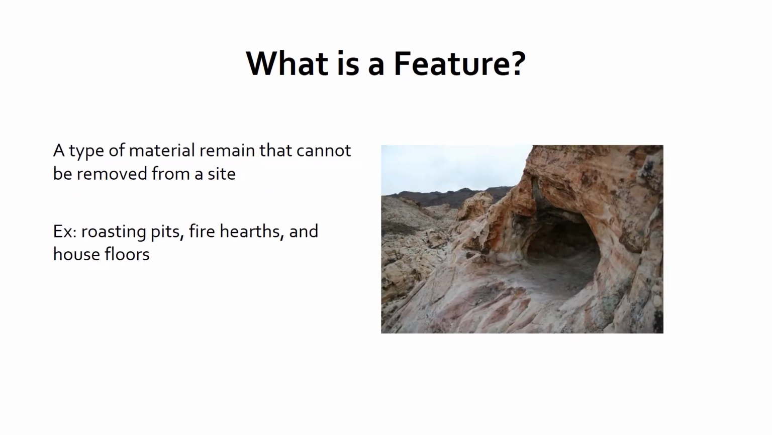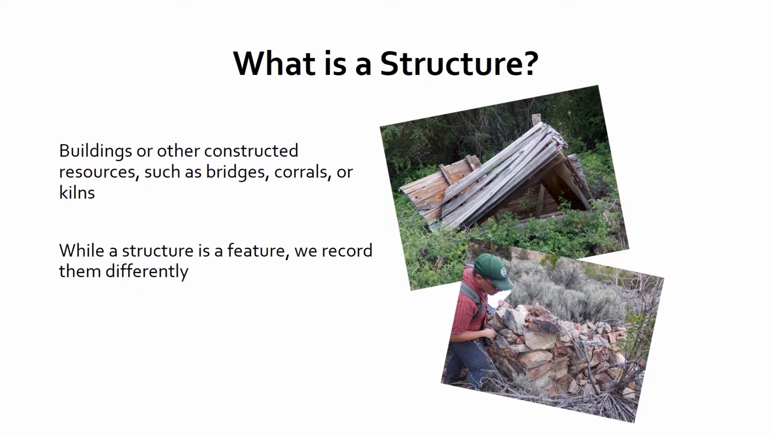A feature is a type of material remain that cannot be removed from a site. For example, a roasting pit, a fire hearth, house floors, or, as in this picture, a rock shelter. A structure is a building or other constructed resource, such as bridges, corrals, or kilns. While a structure is a feature, we record them differently.